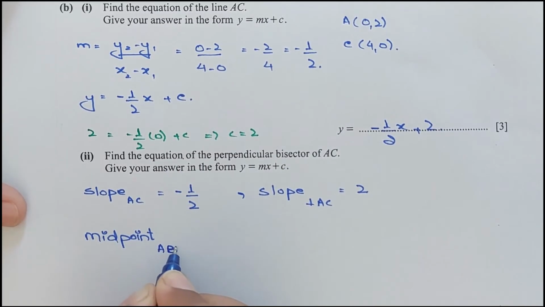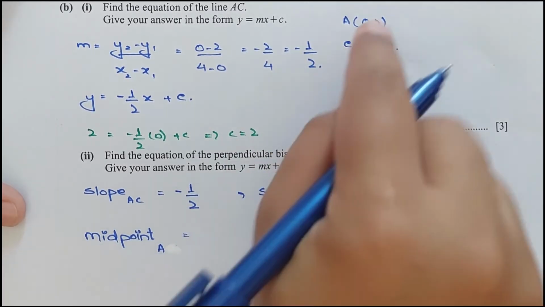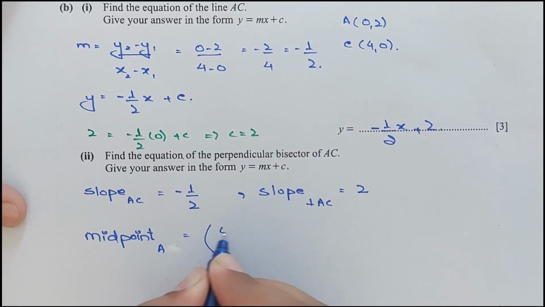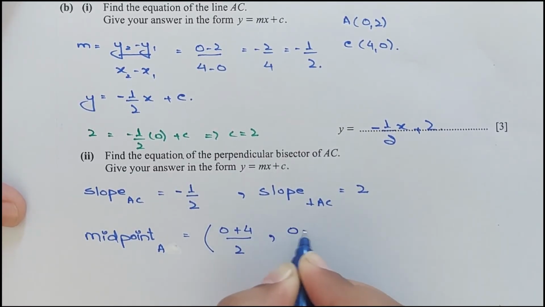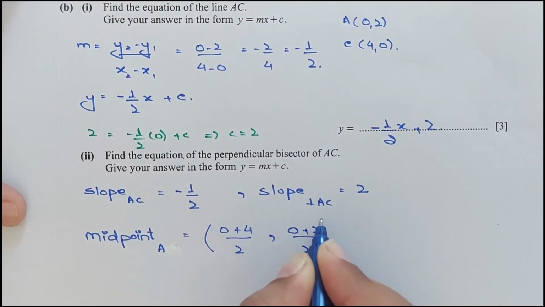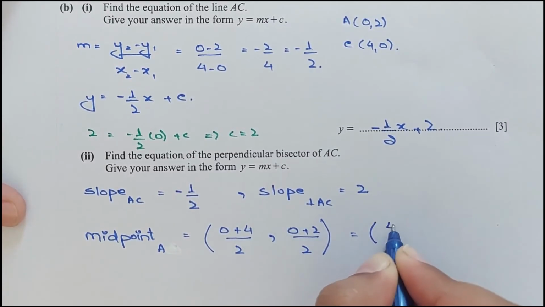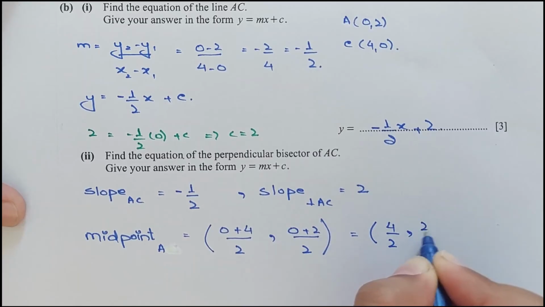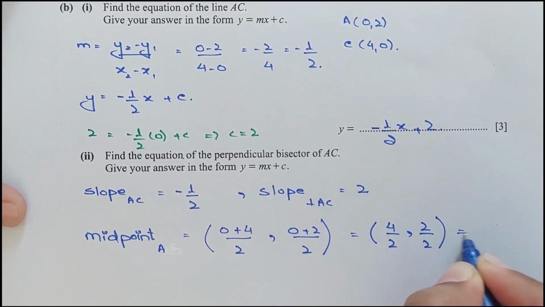Midpoint of AC, sorry, not AB. Adding the x components, dividing by 2, 0 plus 4 divided by 2, and adding the y components, 0 plus 2 divided by 2. So that should be 4 by 2 and 2 by 2. So this is (2, 1), the midpoint of AC.